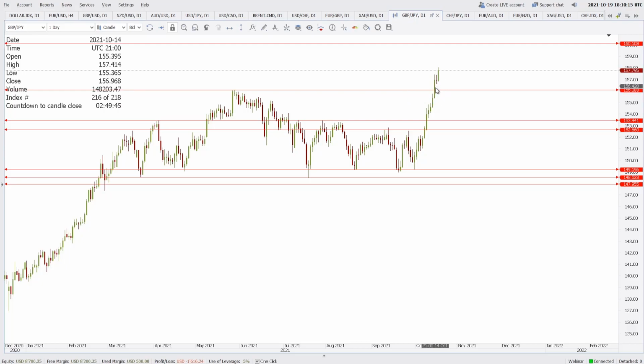So I will not be doing that here and will stay away from this market. Even if it is going to give me a gazillion pips, I will just stay away from it.